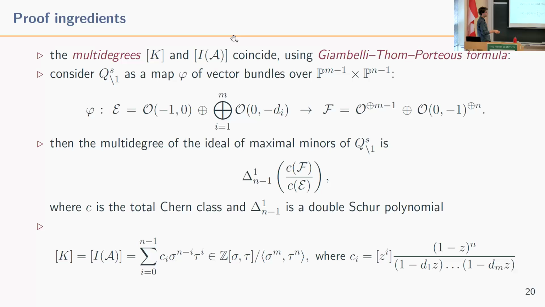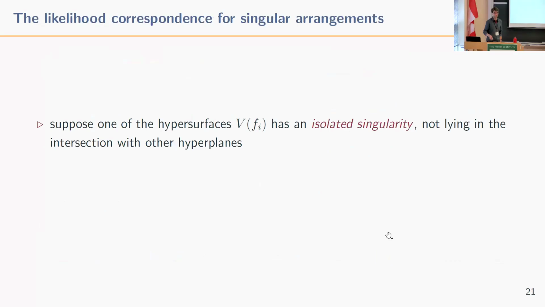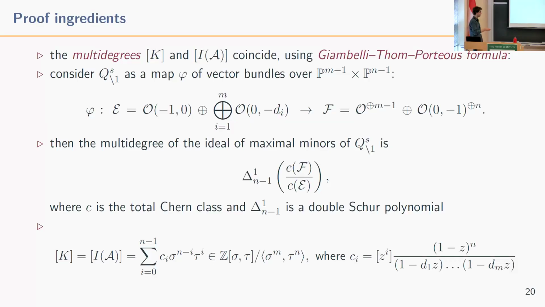You can compute it directly via this generating function over here. So you take this simple generating function, you extract the Zi coefficient, and then this gives you the coefficients in the multi-degree. And then it turns out, the multi-degrees coincide.